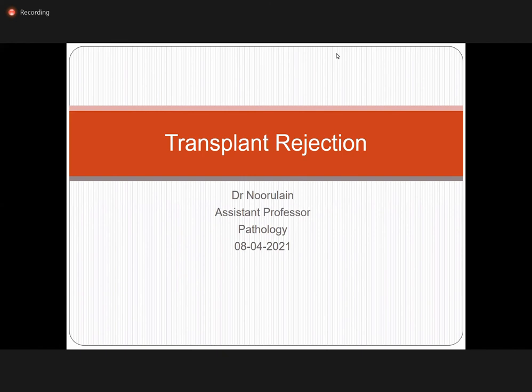Today we will learn about transplantation. What are the important questions about a transplant? Whether it is a kidney, pancreas, or heart transplant.